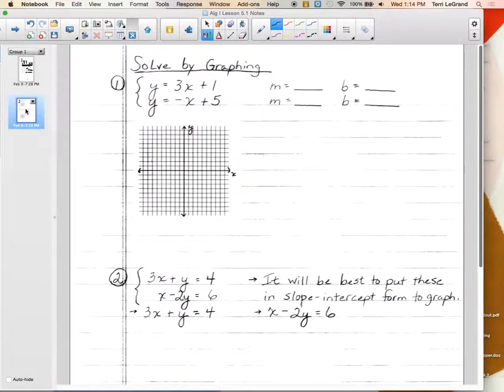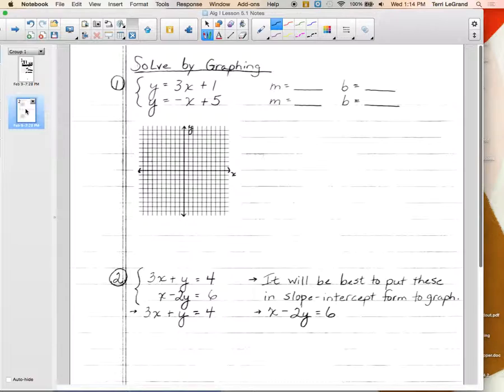Okay, here's our system of equations. They put this nice little fancy bracket off to the side. That shows, you know what, these two got to work together. One doesn't get to say, I'm more important than the other. You work by yourself, I want to be by myself. They have to work together. So we have y equals 3x plus 1, and we have y equals negative x plus 5.